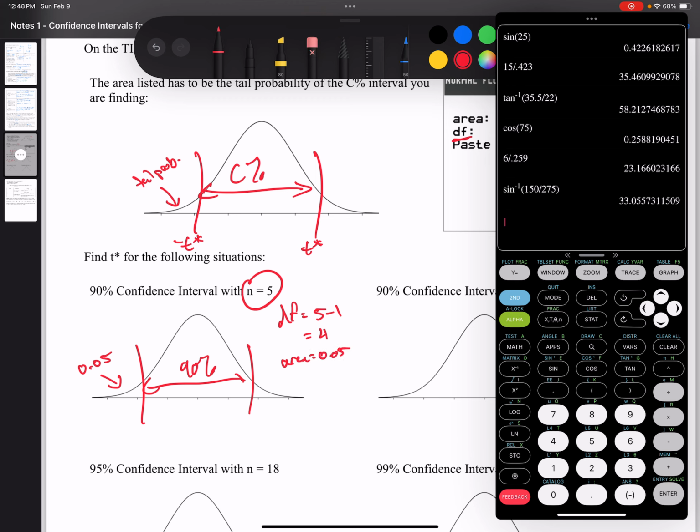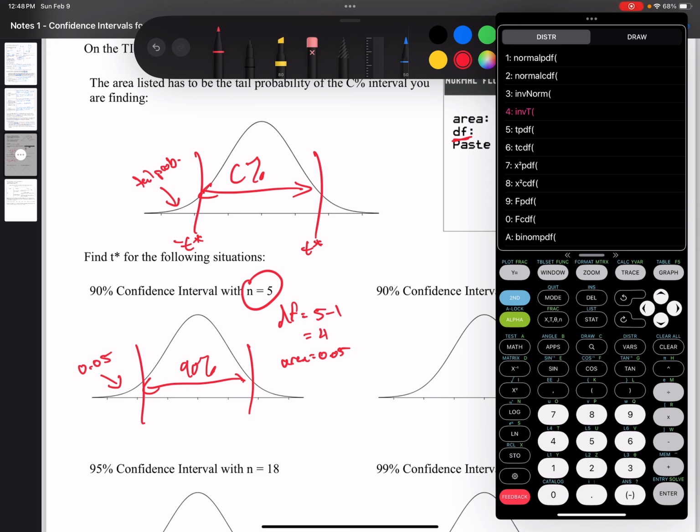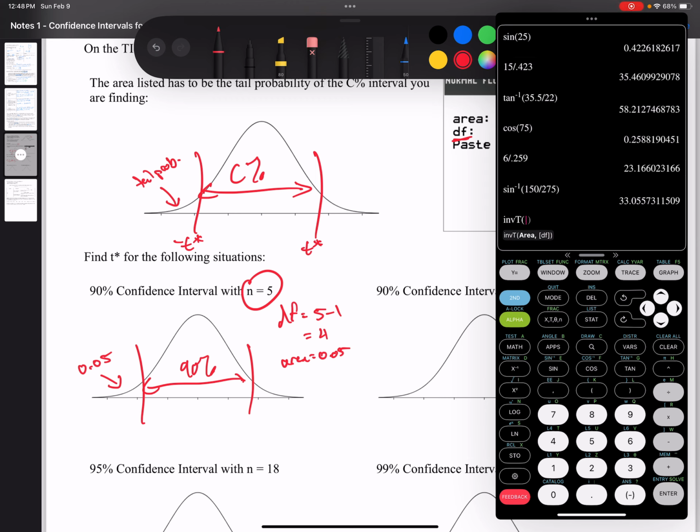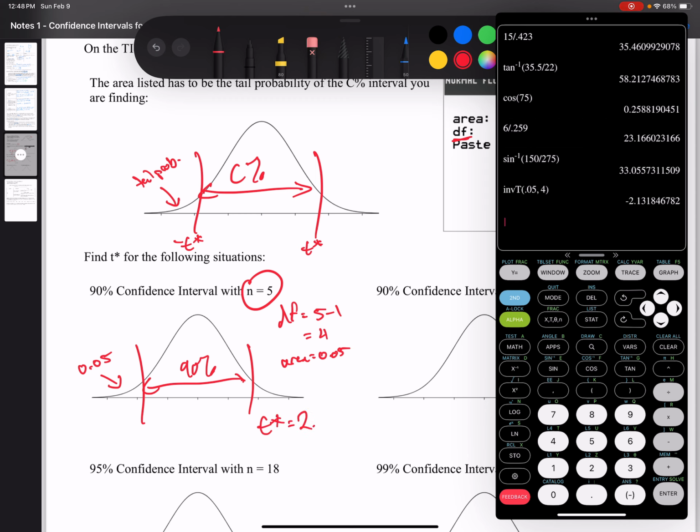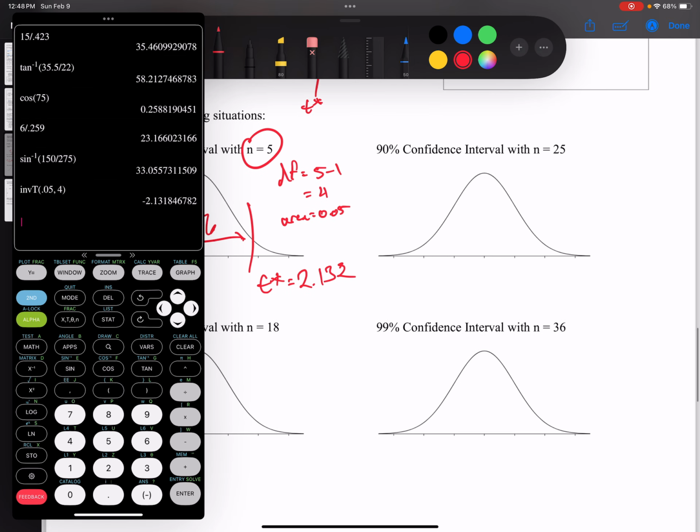We throw all that in our calculators. We hit second, distributions, and go down to inverse t this time. It asks me for the area; I want 5%. Then it asks for degrees of freedom, which is 4. We throw that in our calculator, and we get a t. Remember, we're going to use both the positive and negative later on, so you don't have to write both. I'm going to go with 2.132. Now go ahead and try the other 3 here, then unpause the video and check your work.